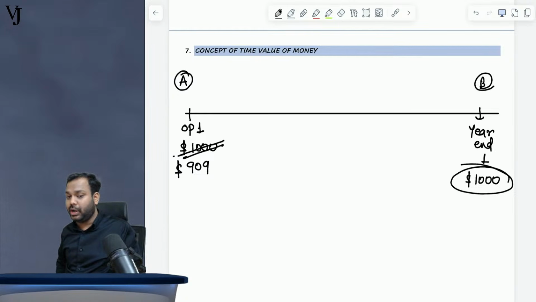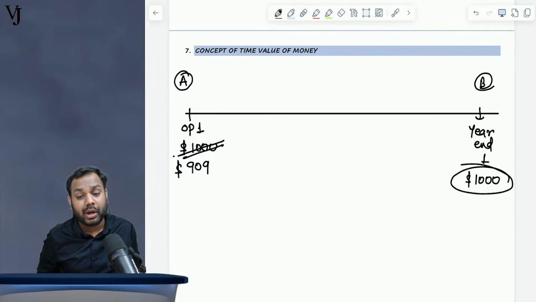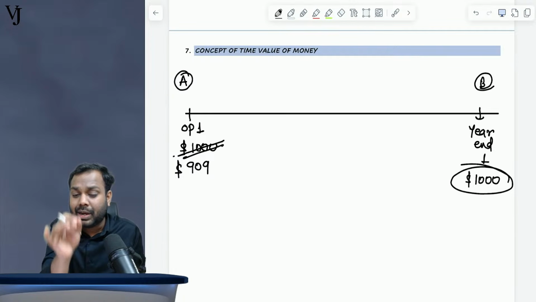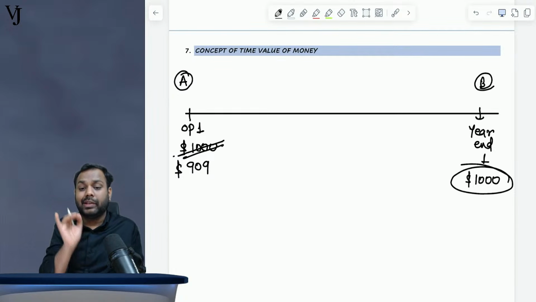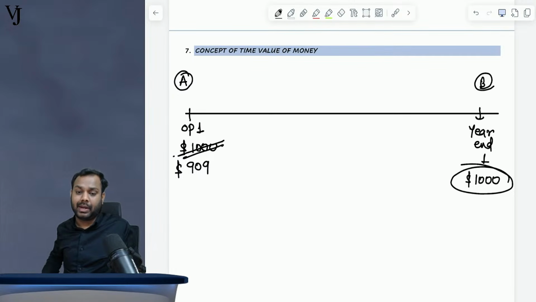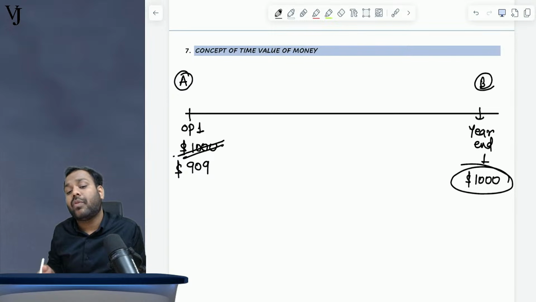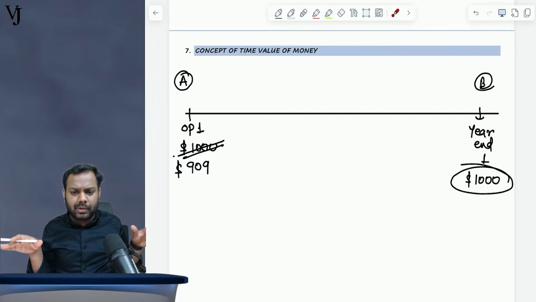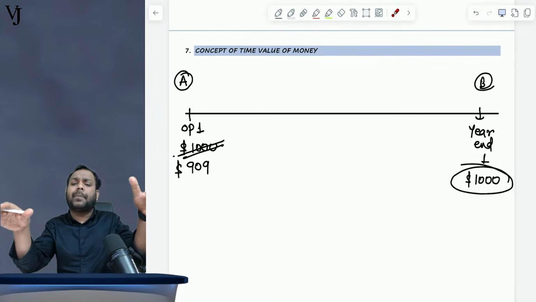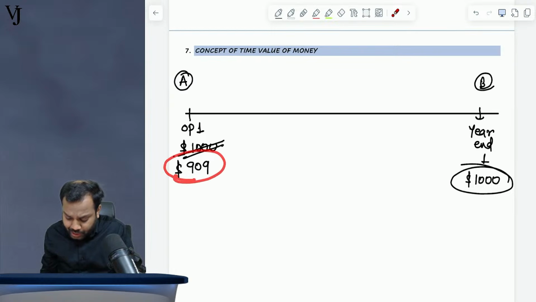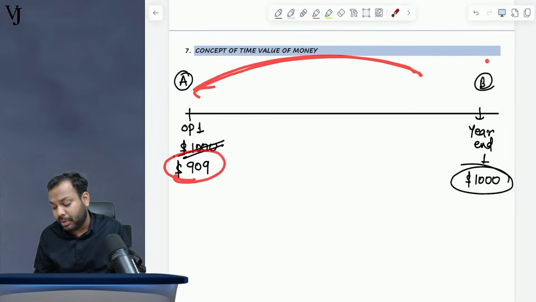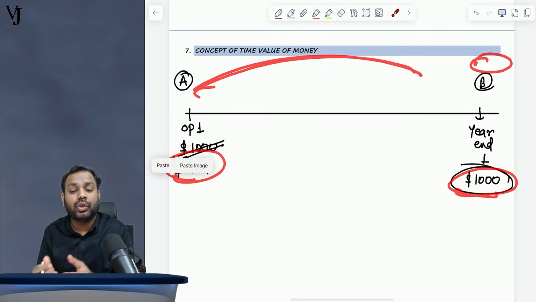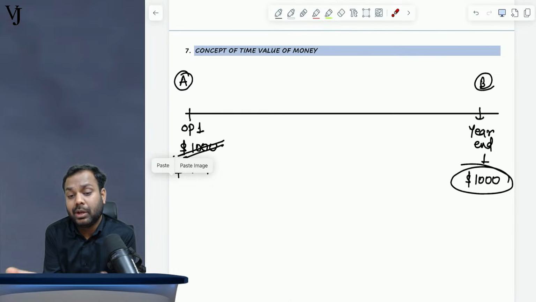Now tell me which one do you want, A or B? Assuming that you can earn only 10% from the market. Yamini, why are you telling B? Because now you have become at par. If you take 909, you will earn the interest and it will become 1000. Even I am giving 1000. So you are at par level now. Both options are equally good.